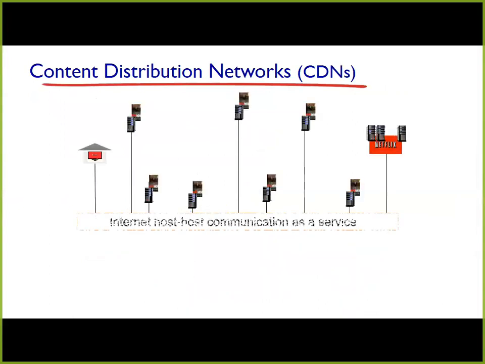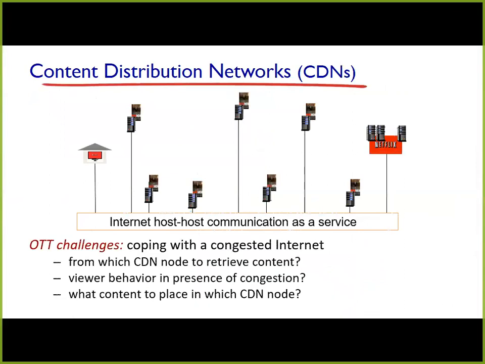So we have internet host communication as a service. There are certain challenges with over the top. How do we cope with a congested internet? Which CDN node do we use to retrieve content? How should viewers behave in the presence of congestion, and what content do you place in which CDN node? Out of curiosity, let's deal with that first question.